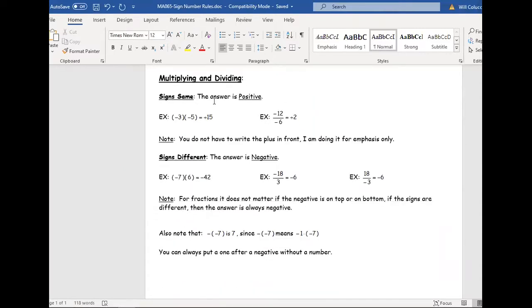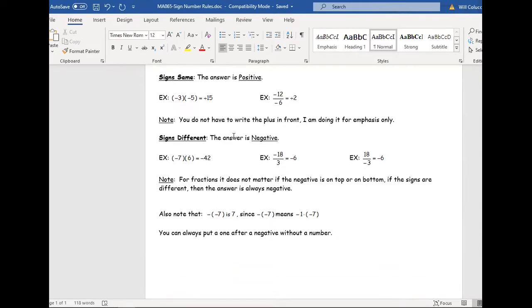Multiplying and dividing. So look, the rules are different for doing multiplication and division. If the signs match, if the signs are the same, the answer is plus. So a negative times a negative, plus. A negative divided by a negative, plus. All right, so it's positive when the signs match.